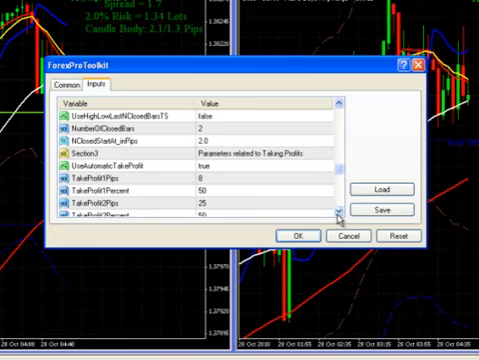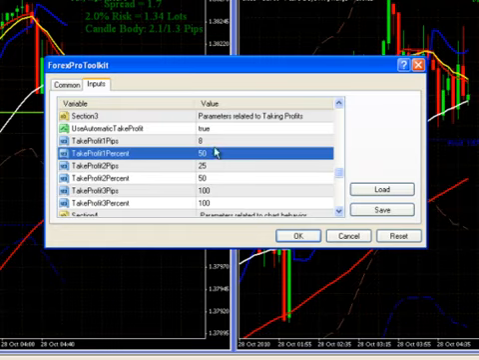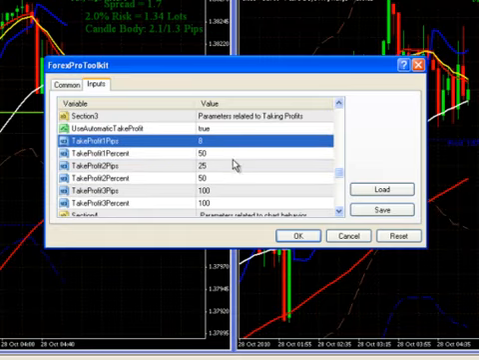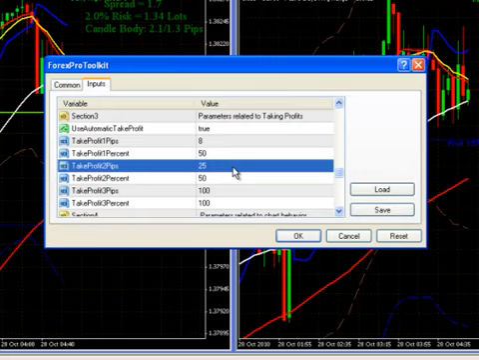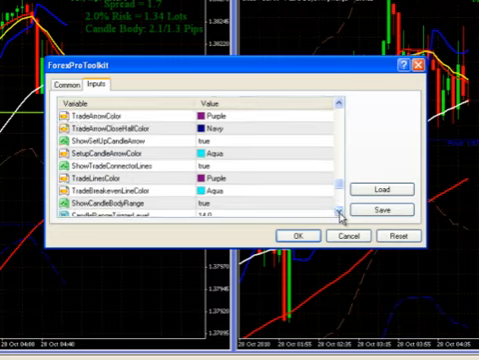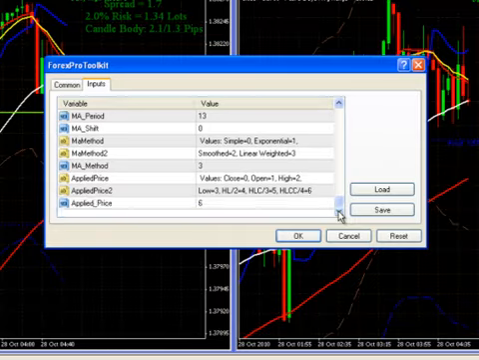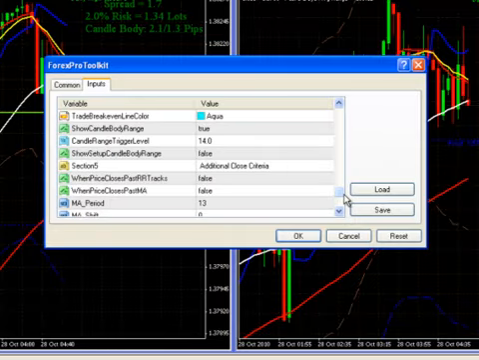Now, yes, I'm using automatic take profits. It's going to take 50% of the trade at 8 pips profit. Then when it gets to 25 pips profit, it's going to take another half of the remaining trade out. Then if it ever gets to 100 pips profit, it'll close out everything. Those I'll leave all as defaults, and the rest just leave as default for this demonstration.